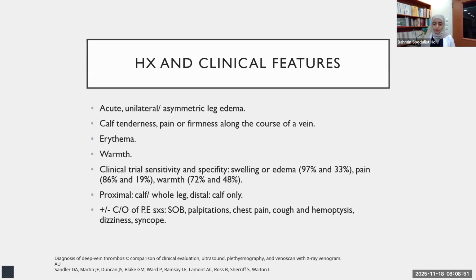For the swelling or the edema, 97% and 33%, pain 86 and 19%, and warmth 72 and 48%, making the swelling and the edema the most sensitive symptom for the DVT, which brings us back to the first statement that I opened with: whenever a patient comes with lower limb edema, especially if it is acute, you have to rule out the DVT first.